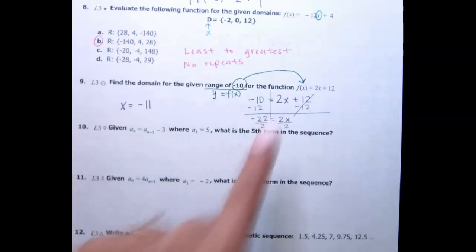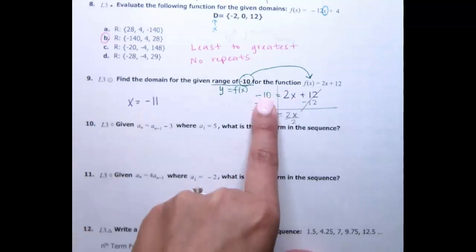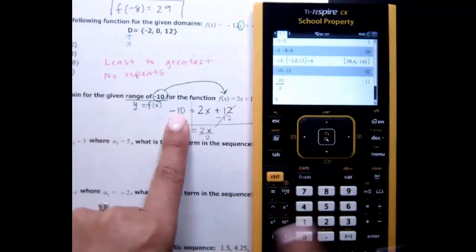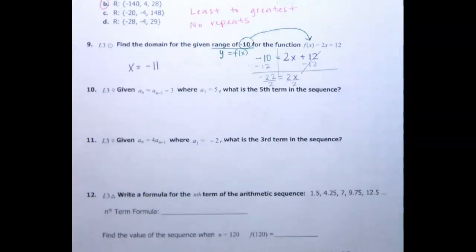The cool thing is you can check it. So if I plug this answer in here, it should give me that. 2 times negative 11 plus 12 equals negative 10, what I started with. So that's a cool way to check it.